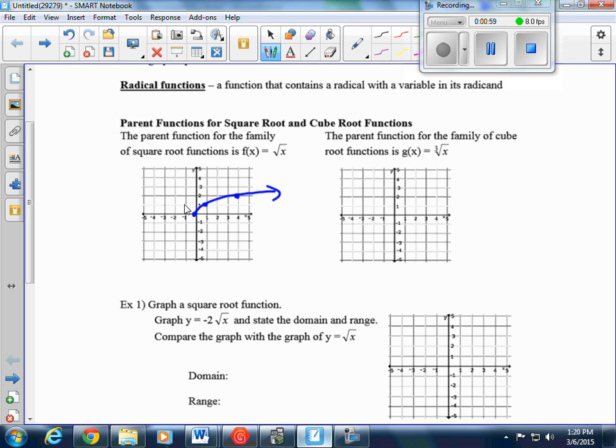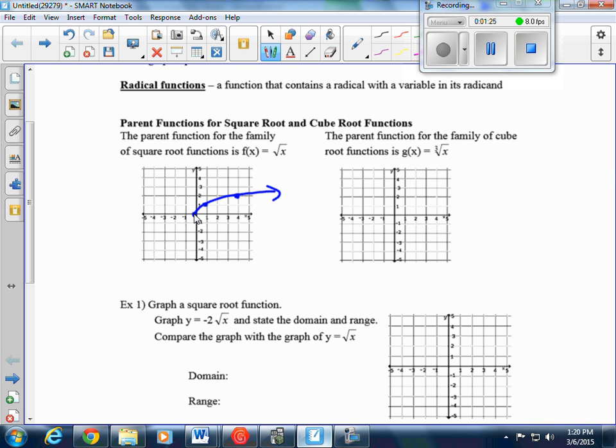Now notice I only put in numbers that were really easy for me to figure out. I didn't put in 2 because the square root of 2 is a decimal. So when I use a square root function, I'm going to put in 0, 1, and 4. Notice I also didn't put any negative numbers because the square root of a negative number is imaginary. So this is my parent function for the square root function.